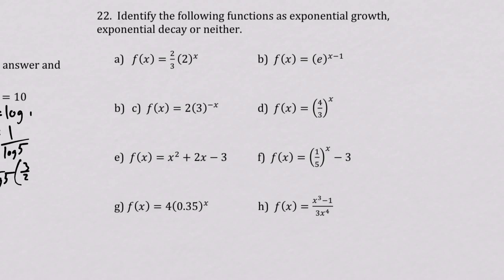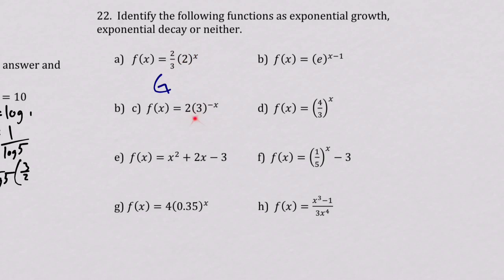Alright, 22. Identify the following functions as exponential growth, exponential decay, or neither. All you're looking for is that it's an exponential function. If it's not an exponential function, then you're going to say neither. If it is an exponential function, meaning the variable is an exponent, you're looking for the b value. If b is bigger than 1, it's growth. If b is smaller than 1, it's decay. Okay, so here we go. First one right here, that's an exponential function. Why? Because x is the exponent. b is 2. This is growth. Right? Bigger than 1 means growth.